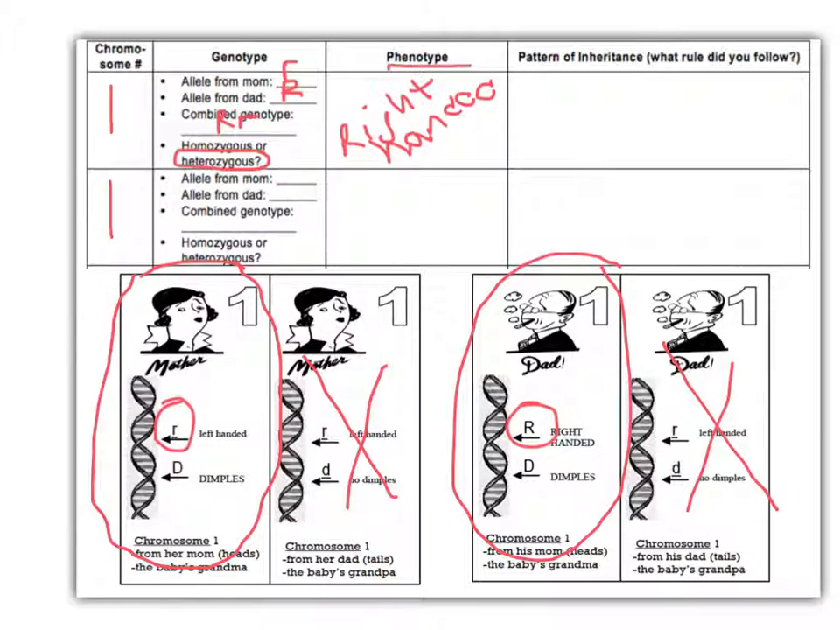So now we have to write what's the pattern of inheritance, or what rule did you follow? Whenever we see capital versus lowercase, this is Mendelian. All right, so our first trait is done. Now let's go ahead and move on to the second trait.